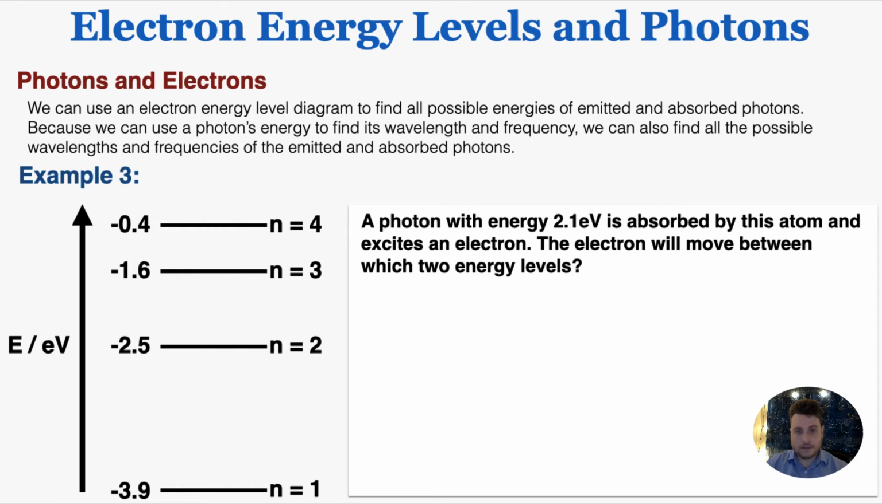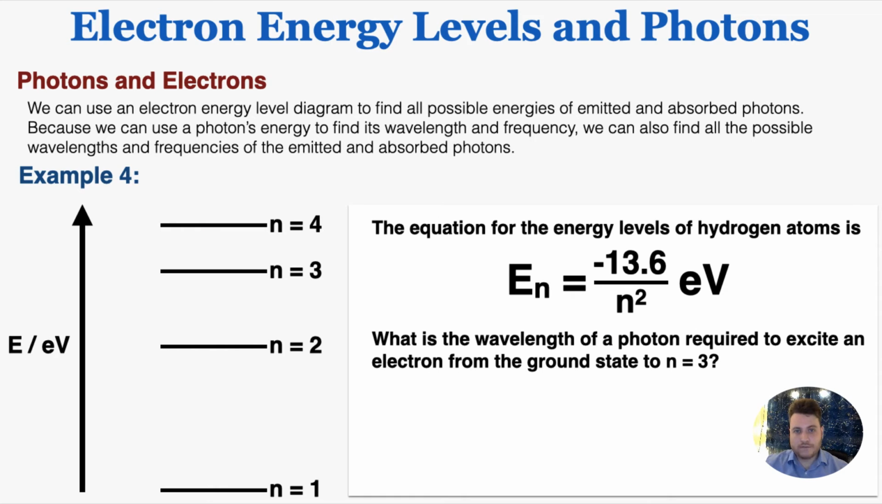Example number 3 says a photon with energy of 2.1 electron volts is absorbed by this atom and excites an electron. The electron will move between which 2 energy levels? So I basically just need to look around at this chart and see if I can find which 2 lines have a difference of exactly 2.1 electron volts between them. And if I look around for that difference, I eventually find that it exists between 2.5 and 0.4. So that's where the electron would change by exactly positive 2.1 electron volts. So the answer to this would be moving from negative 2.5 electron volts to negative 0.4 electron volts, or between the second and fourth energy levels.